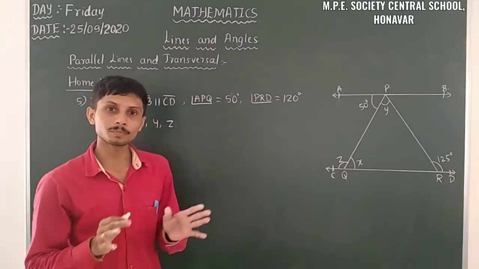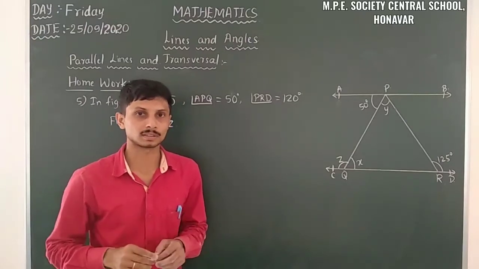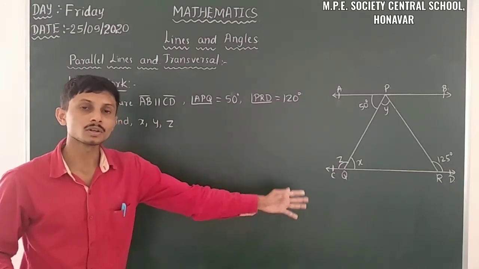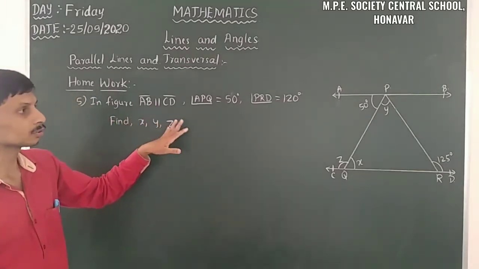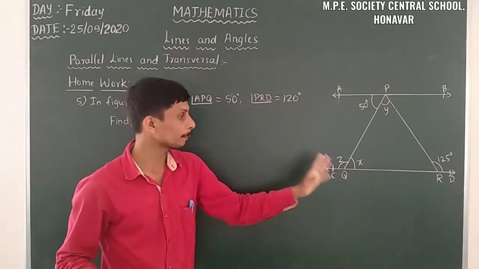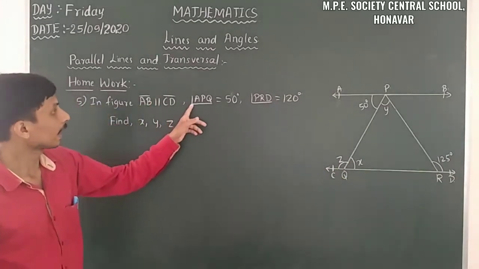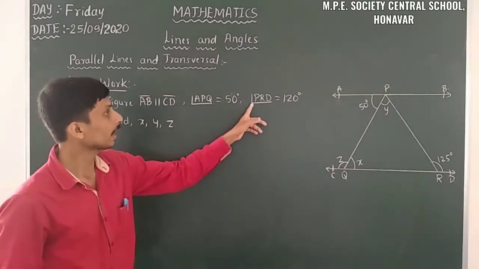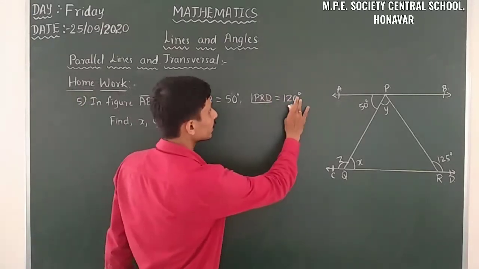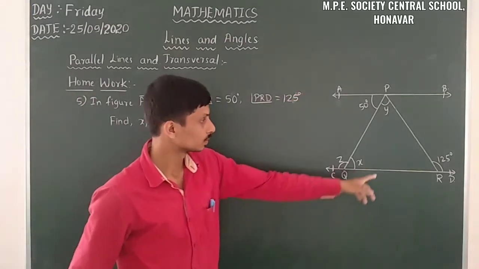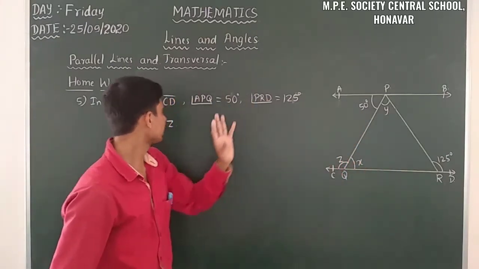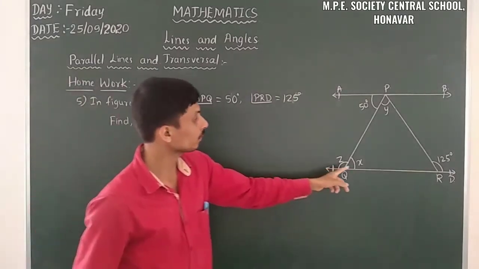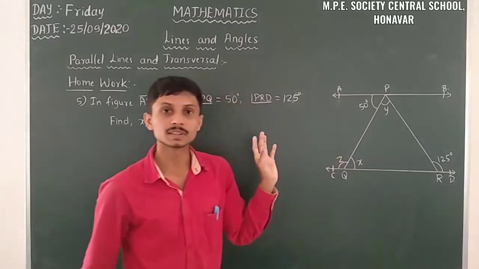Yes, the last problem of this topic I will give to you as homework. So just observe the figure, the diagram given here. What is given is AB is parallel to CD. Here AB and CD are parallel lines. And angle APQ is equal to 50 degrees. Angle APQ is given, it is 50 degrees. And angle PRD is equal to 125 degrees. So we have to find the value of x, y and z.